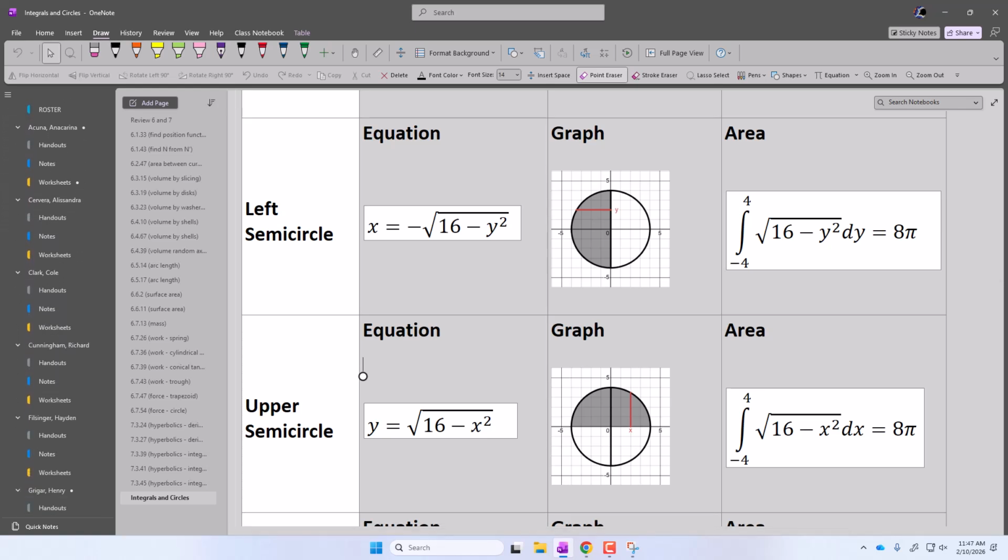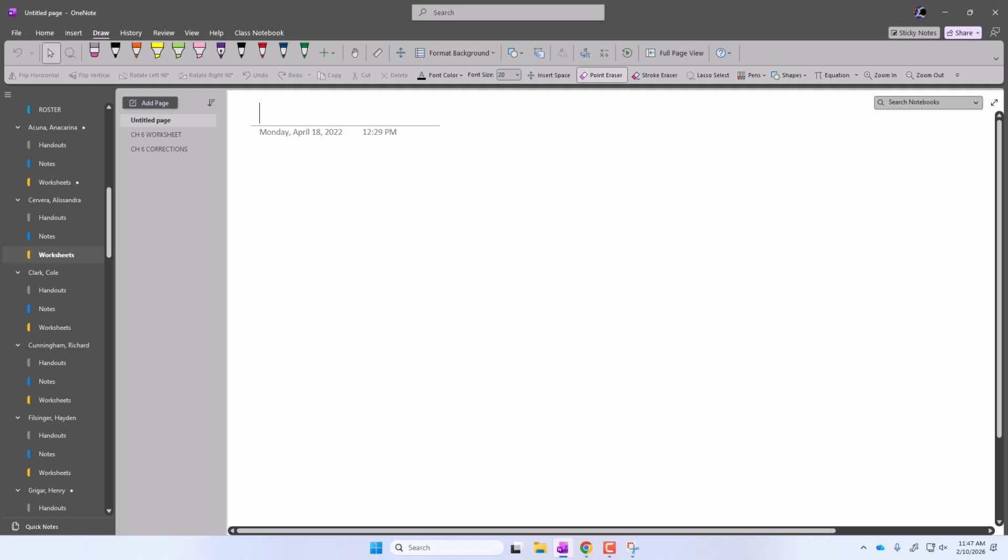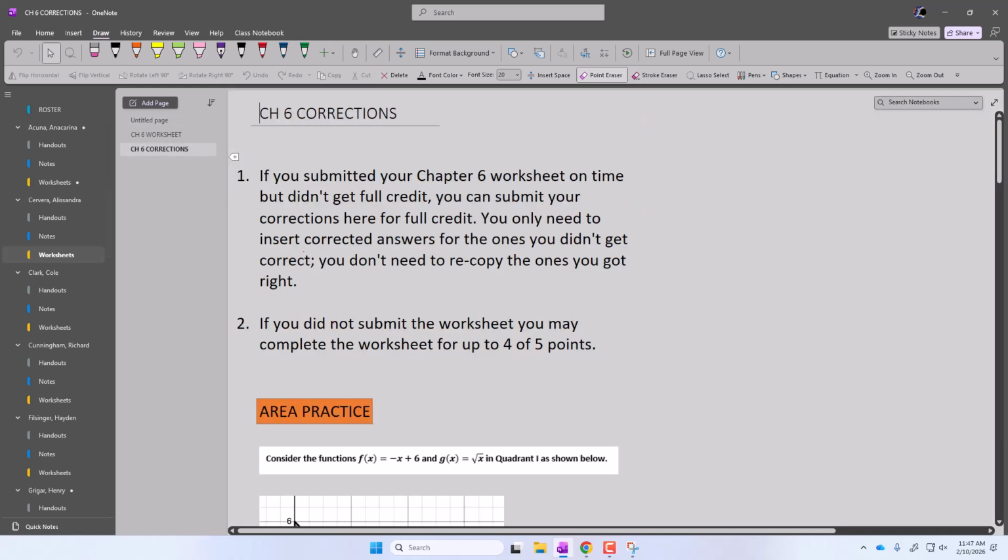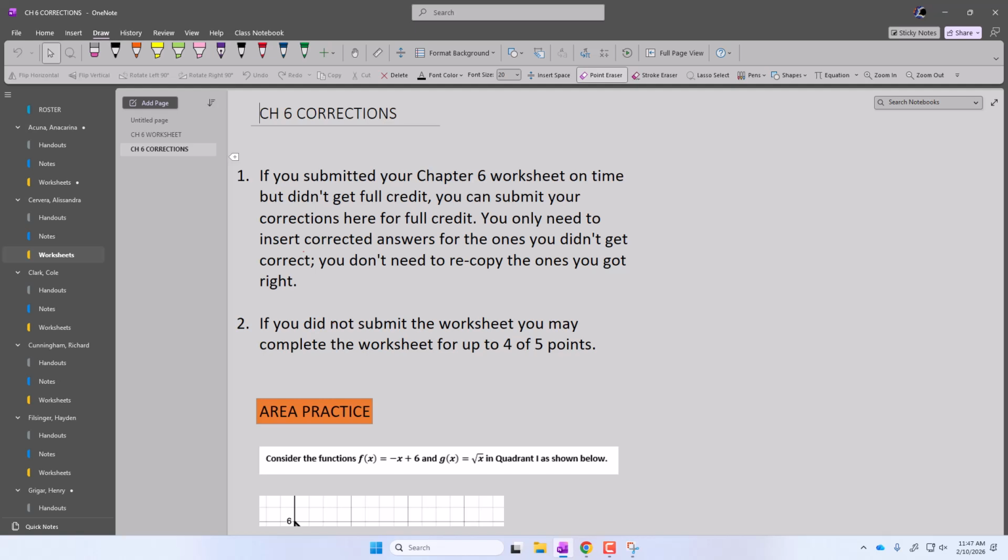worksheet, do it in here. Okay. Do it in that one, because when I go to the class notebook to grade them, that's where I'll see all the work, so it'll jump out at me.